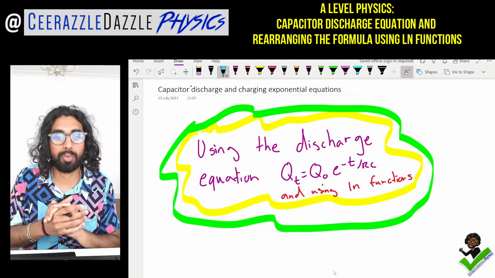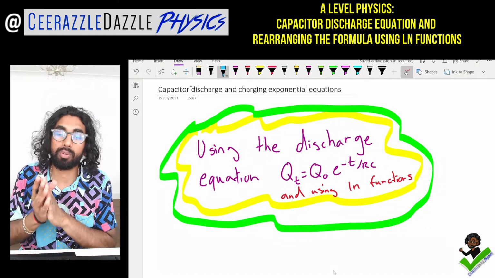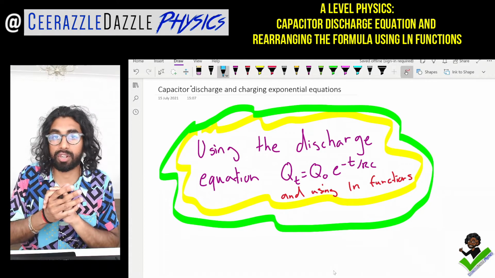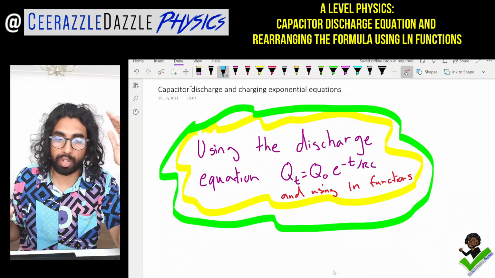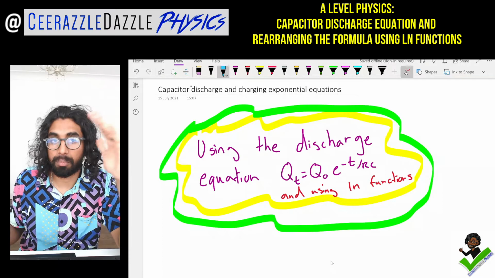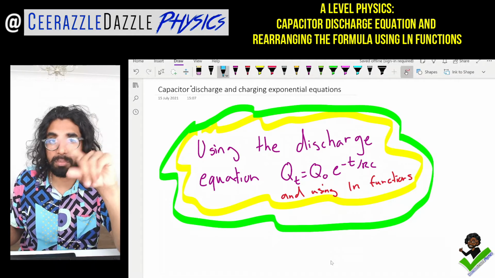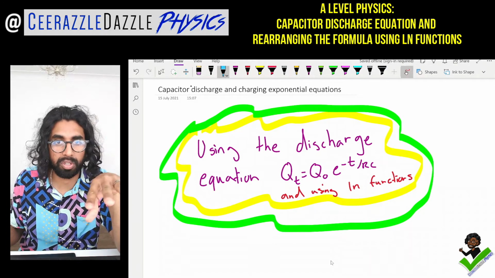In today's session, we're going to be talking about using the discharge equation Qt is equal to Q0 e to the minus t over RC, and using ln functions to help rearrange it. Before we start, make sure you've watched my other videos in this scheme of work, otherwise it just won't make sense. I prove how we actually obtain the discharge formula and I explain why it looks that way in two separate videos, so make sure you watch them before we watch this one.